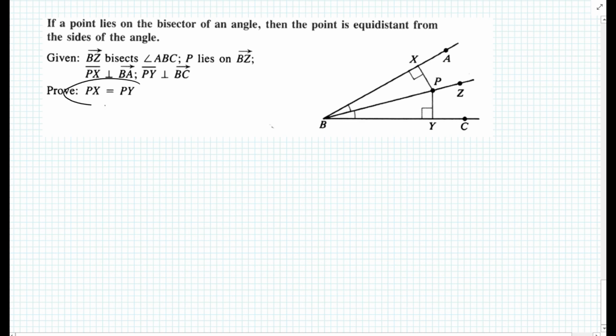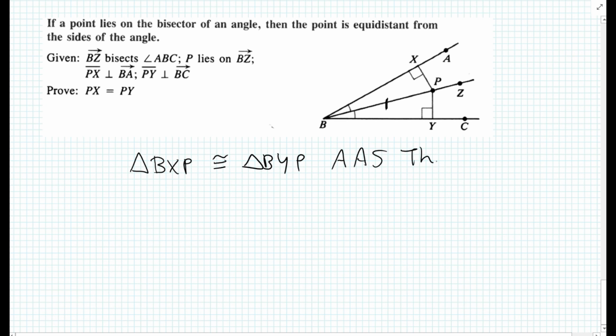How do we prove that PX and PY are equal in measure? Again, by proving the triangles to be congruent. So here we know that these two angles are congruent. And we know that here we have two angles that are right angles and they're also congruent. Well, we know that segment BP is congruent to itself. So again, how do we know that triangle BXP is congruent to triangle BYP? Here we have the AAS theorem that justifies this proof.